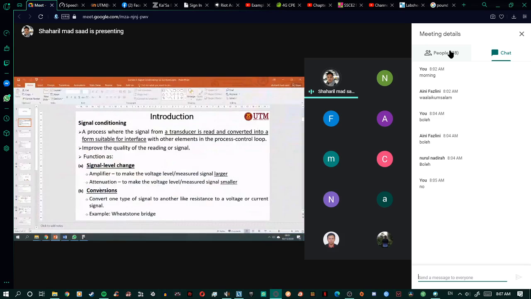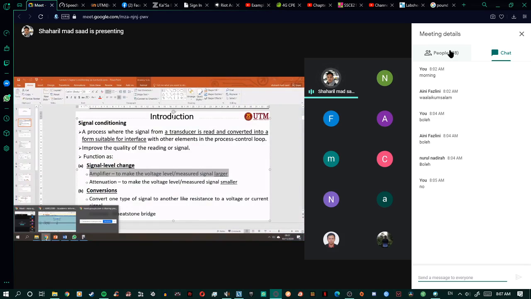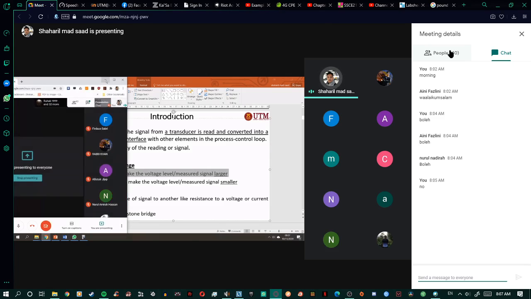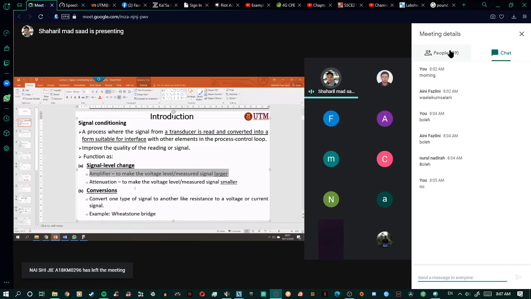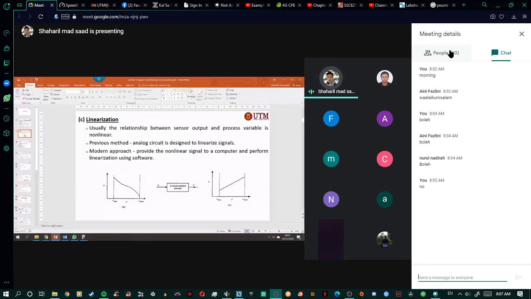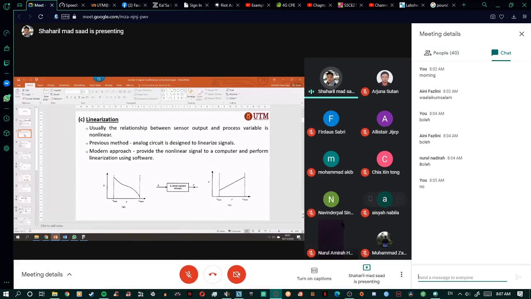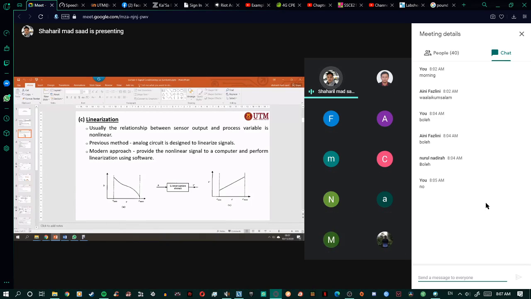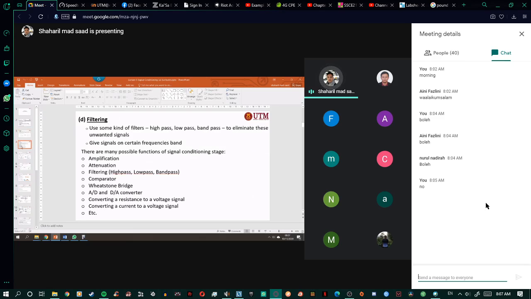Signal conditioning can be used as a signal level change. Amplifier, that means it amplifies. Attenuation, that means it de-amplifies, making the voltage become smaller. Conversion, as I mentioned before, it can convert from resistance to voltage, for example. And some signal conditioning can do linearization. That means data that is not linear can be converted to linear, but currently we use software to make it linear. It can also be used for filtering, to filter out unwanted noise.